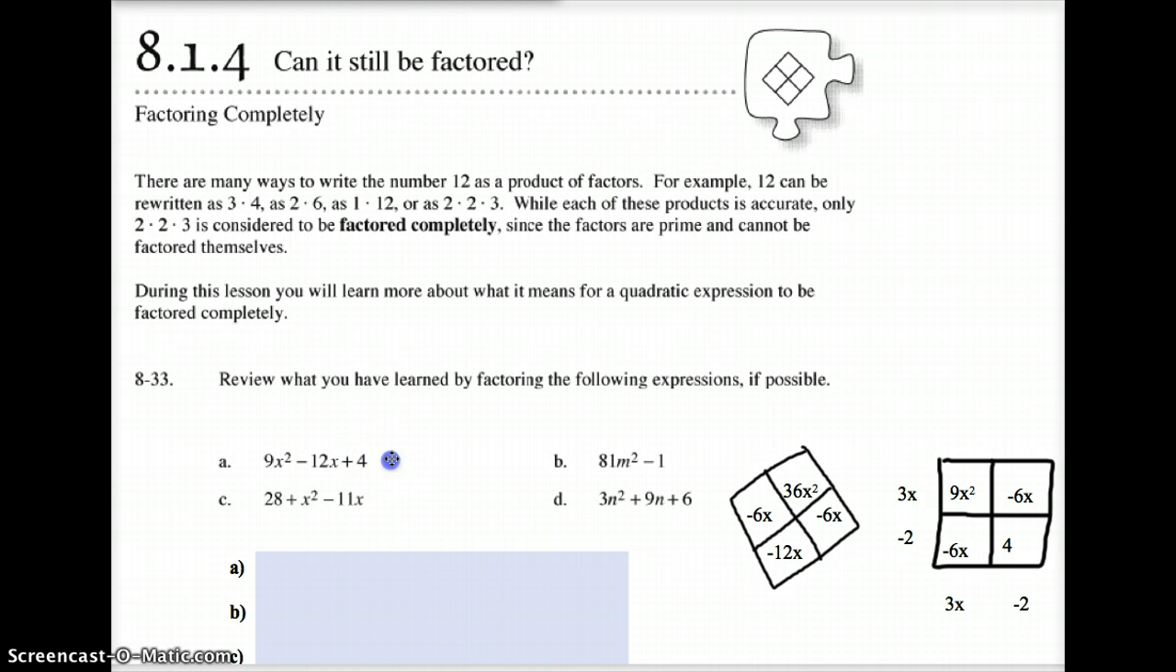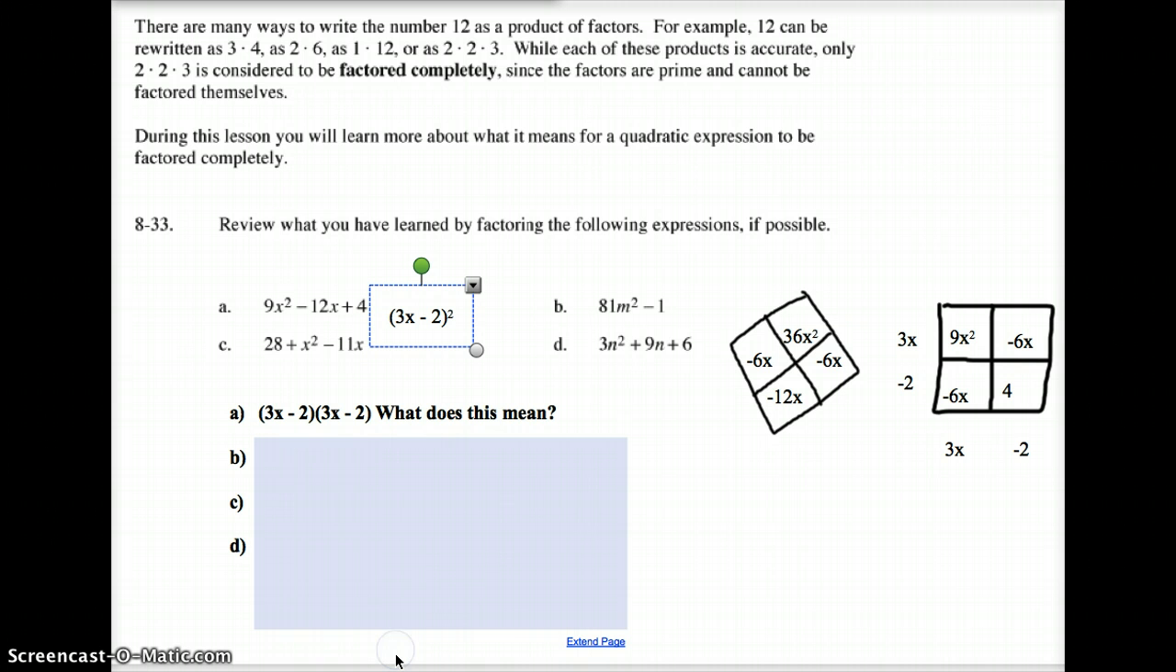So the answer to this one is simply 3x minus 2 times 3x minus 2, or another way of saying that is the quantity squared. You'll see from my answer on letter A, there it is right there.